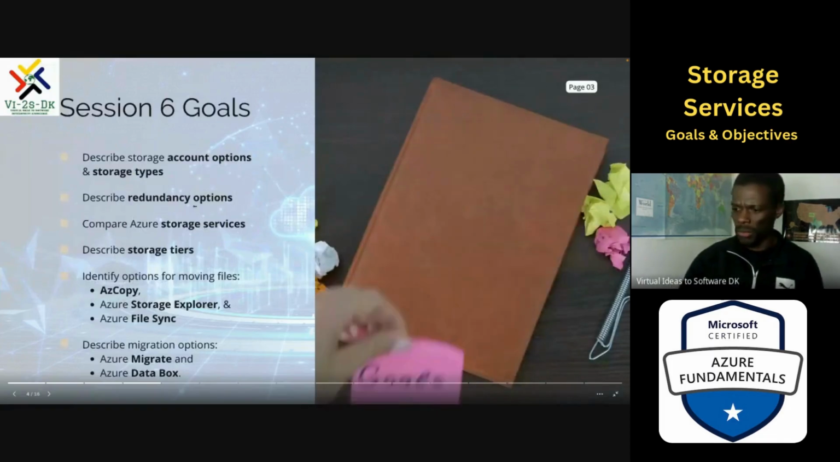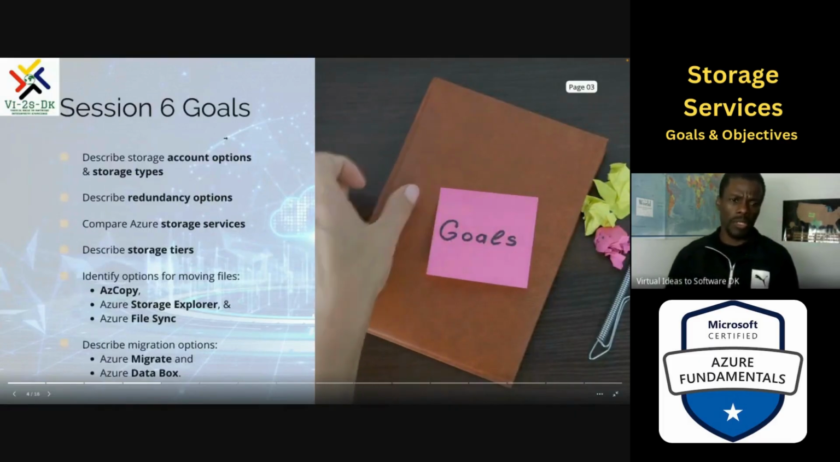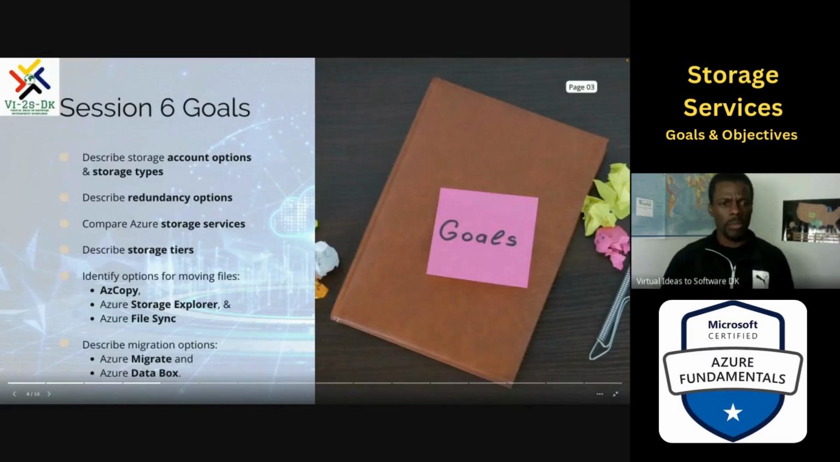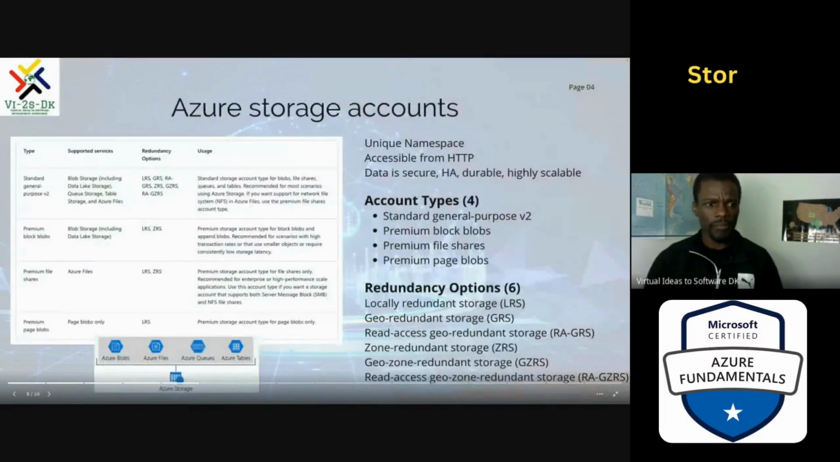So what are some of the goals that we need to achieve today? Today, we want to be able to describe the storage account options and the storage types, talk about how redundancy helps us out, and also compare the storage services. We'll also look at storage tiers and how you can move files from one location to another, maybe from on-premises to the cloud, or from one location in the cloud to the other. We'll also talk about how you can migrate data around. All right, so without much ado, let's jump in and get started.